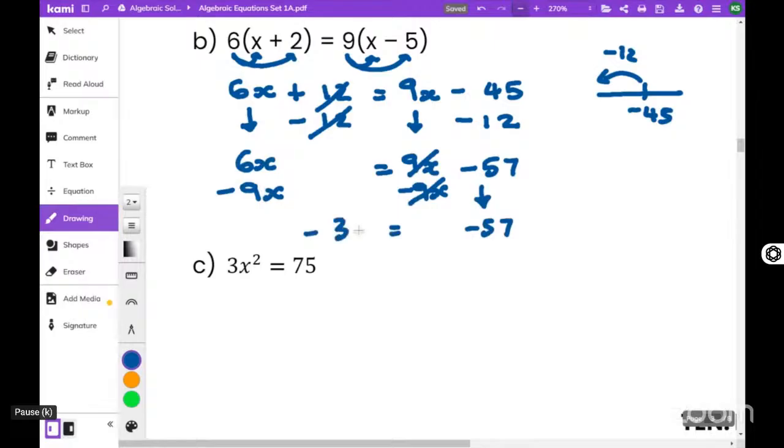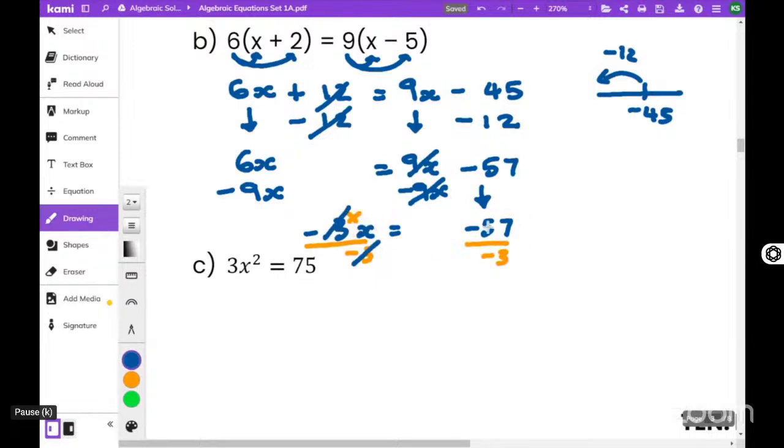6x minus 9x is negative 3x. Now, I have a hidden multiplication in here. I do the opposite of multiply, which is divide. And I divide by minus 3 on both sides. The minus 3 is in front of x, so I divide it. Whatever number is in front of x, we divide it on both sides.